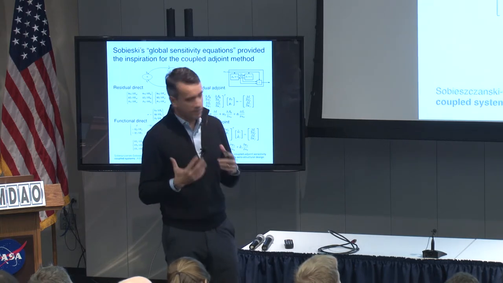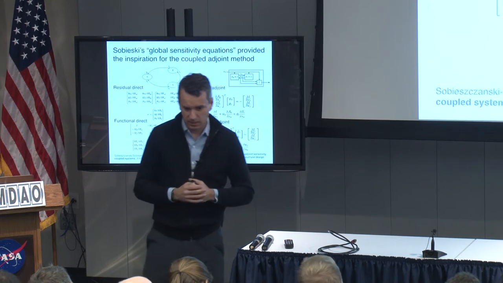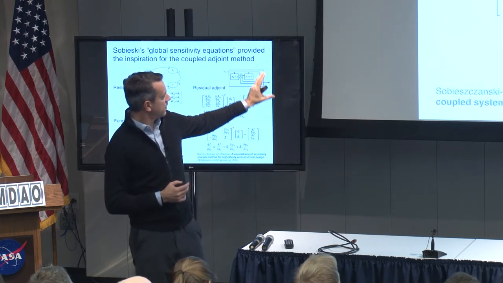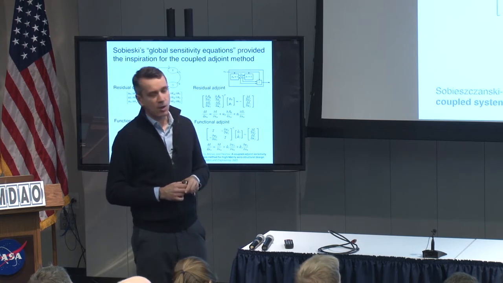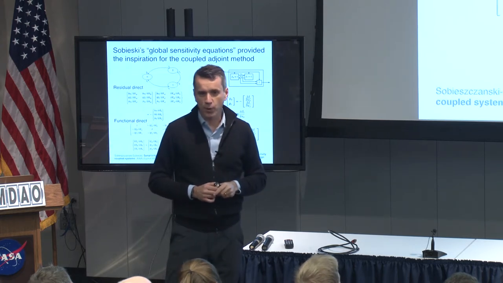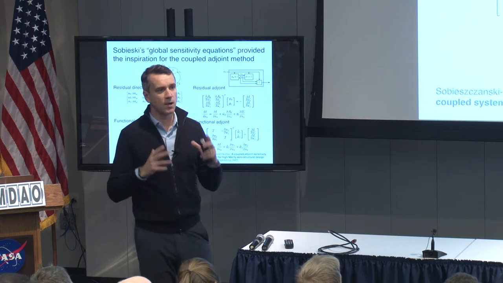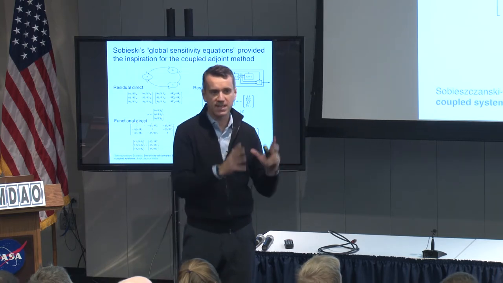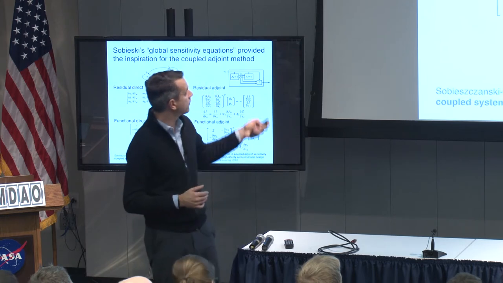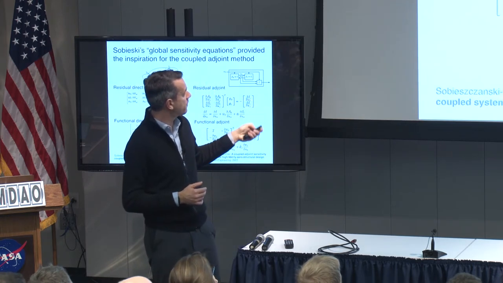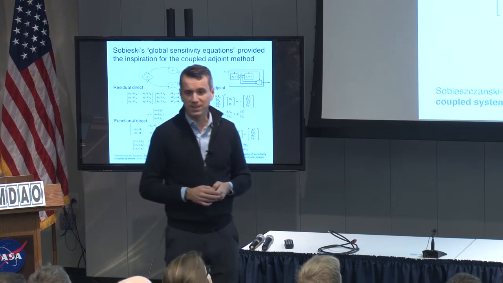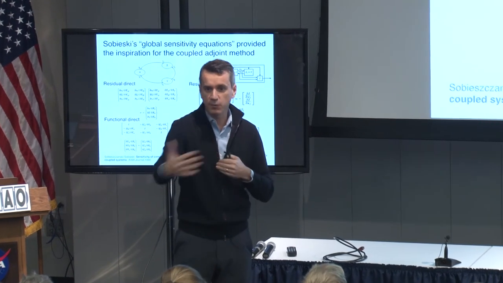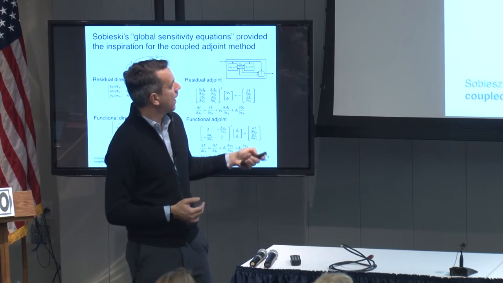And one of the papers that really allowed me to do this was the paper by Sobieski on the sensitivity of coupled systems, where he derived the global sensitivity equations. There were two versions, GSE1 and GSE2. I call them the residual form and the functional form of the direct method. In OpenMDAO speak, these will be the forward derivatives, okay?